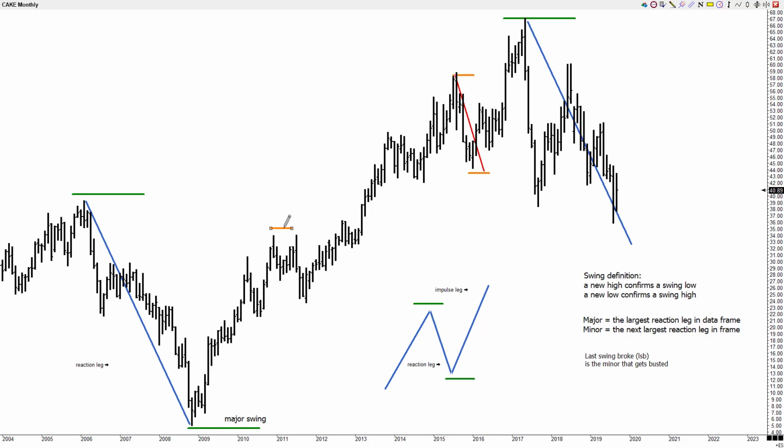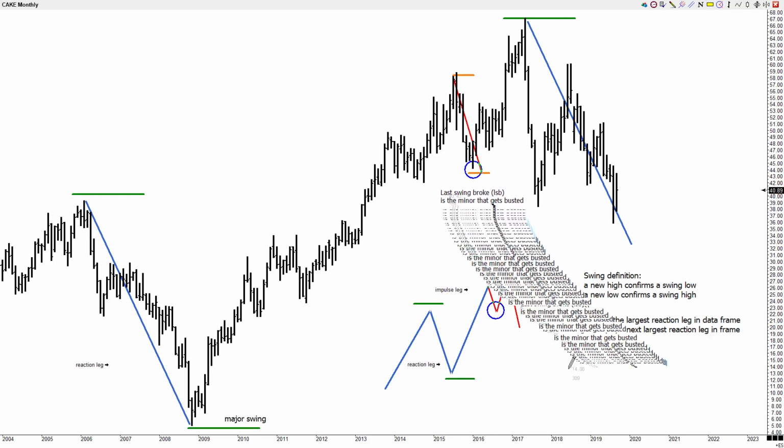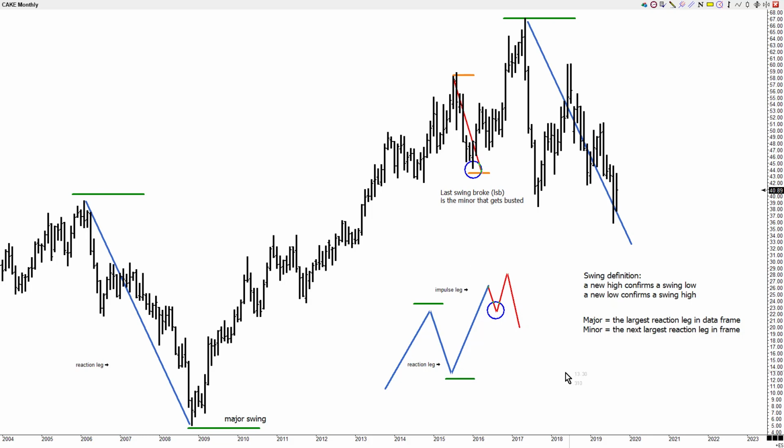Now, there's a few reasons we want to be able to mark this out. And there's several ways to use it. It's going to show us a turn in the market. Whenever we get this, on our model it's going to look like this. This will be a swing, but it's a smaller swing. It'll be a smaller reaction leg. And when that breaks, this will become our last swing broken. On my charts, you'll always see me mark this in blue. So this will be our last swing broke. Literally means last swing broke. But for our purposes, we are going to call it the minor that gets busted. Okay?